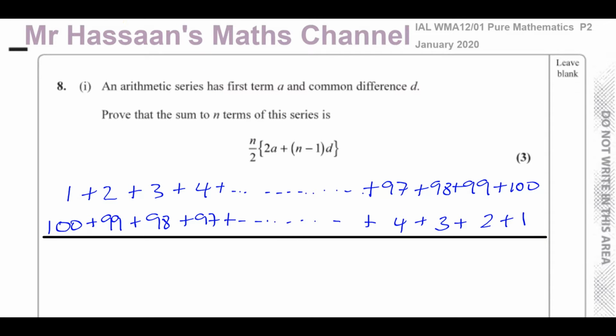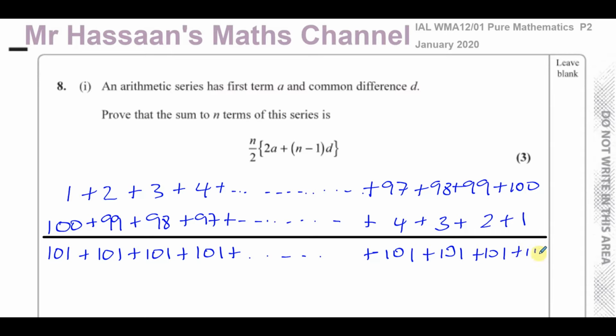But then what he notices, if he takes these two lines and adds them together, is you have 1 plus 100 is 101. 2 plus 99 is 101. 3 plus 98 is 101. 4 plus 97 is 101. And of course the same applies in reverse. So you're going to have all of these numbers add up to 101, 101, 101, and 101.